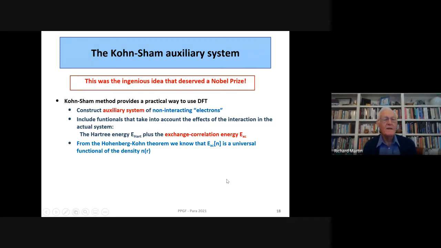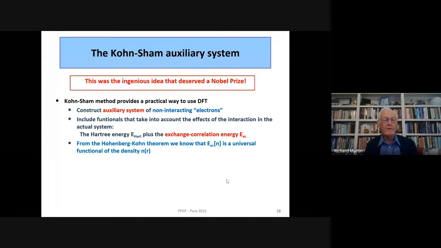The Kohn-Sham solution, I shouldn't say the solution possible, I should say the formulation of the solution that's exact. It was the wonderful step. But then the fact that you could make interesting approximations is what was making it the useful step. So the idea was to construct an auxiliary system of non-interacting electrons, real electrons, except they don't interact, and include functionals that include the effect of interactions in the actual system, following the general ideas of Hohenberg and Kohn.